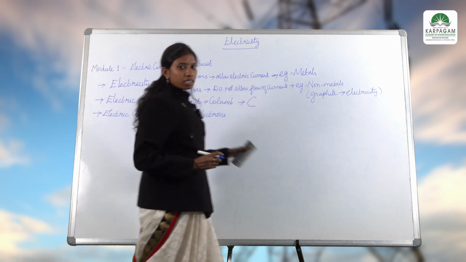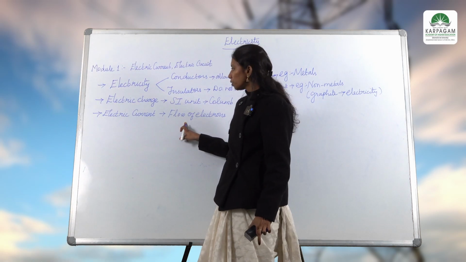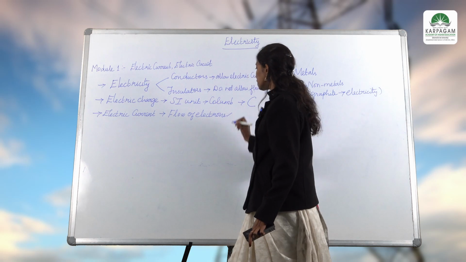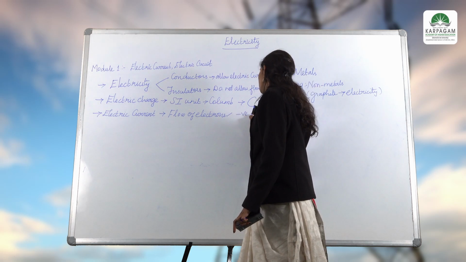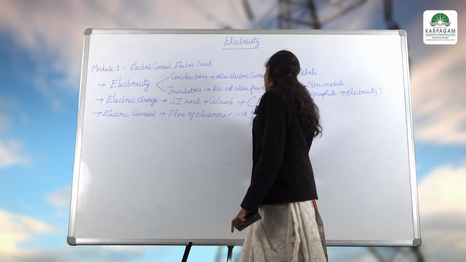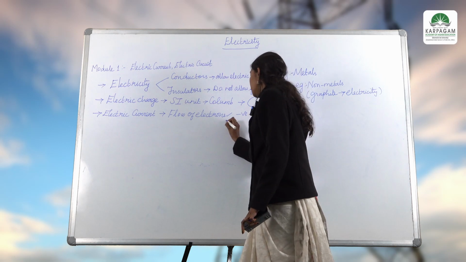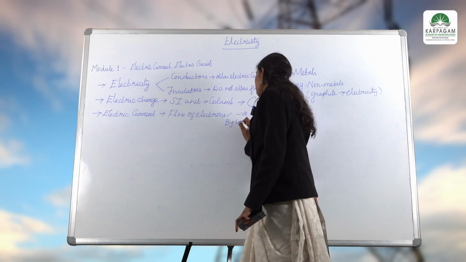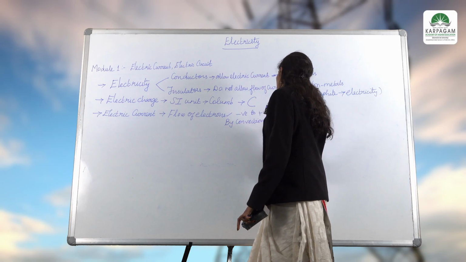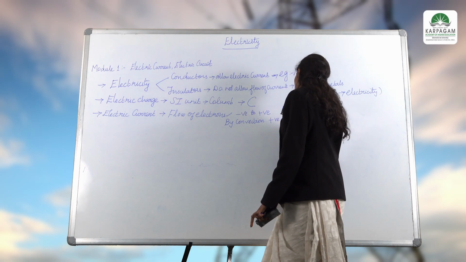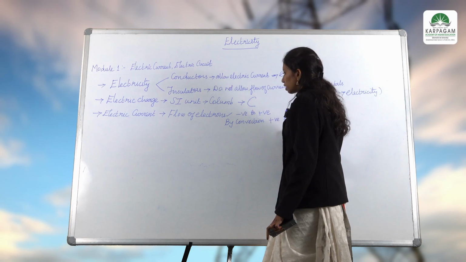So electric current is the flow of electrons in the circuit. This is the main thing, and this flow of electrons will always be from negative terminal to positive terminal. But by convention, we say it flows from positive terminal to negative terminal.